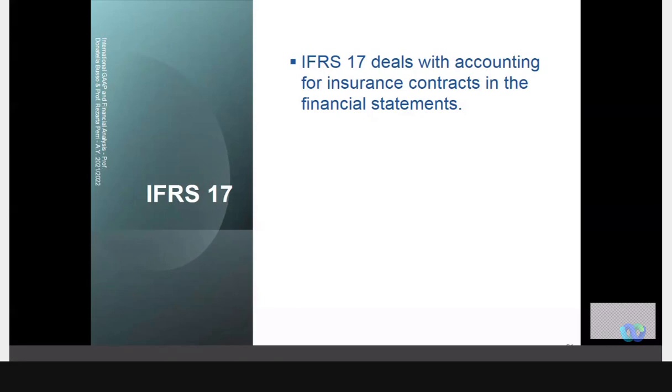IFRS 17 does that. IFRS 17, that will come into full effect after 2 years, deals with the accounting for insurance contracts. That means this standard will tell you how much you will recognize as expense, how much you will recognize as income, how much you will report as an asset, and how much you will report as a liability. That is the 4 elements related to the specific activity, which is the insurance contracts.